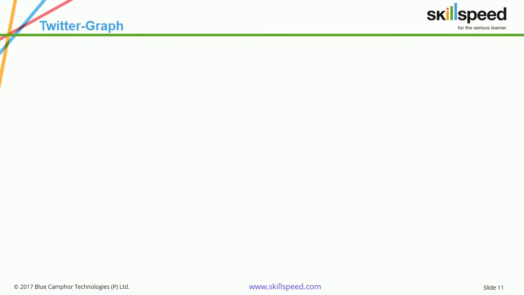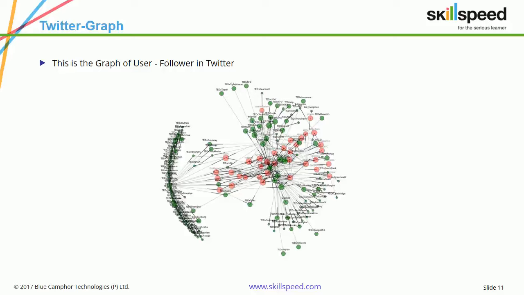Now, a practical use case of representing the data in the format of graph might be Twitter. So this is a graph of user followers in Twitter. So it will have a source vertex as a user, then a lot of followers as the other vertices. So you can see how the GraphX libraries make it easy for us to visualize something like followers in Twitter.